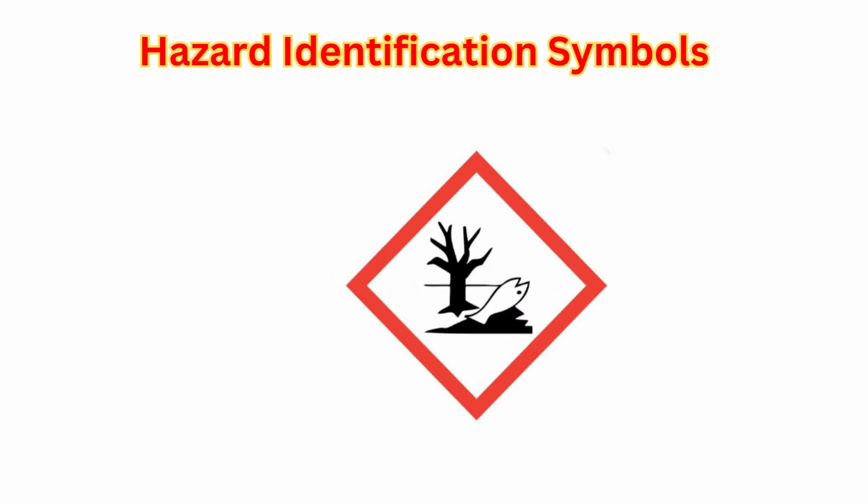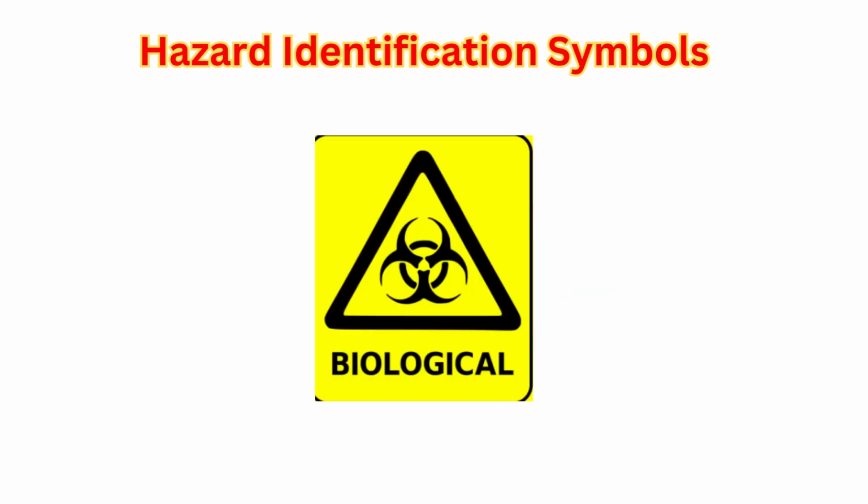Environment symbol signifies environmental hazards. The substance may have adverse effects on aquatic life or the ecosystem. Implication: take measures to prevent environmental contamination. Follow proper disposal procedures. Biohazard symbol indicates biological hazards.